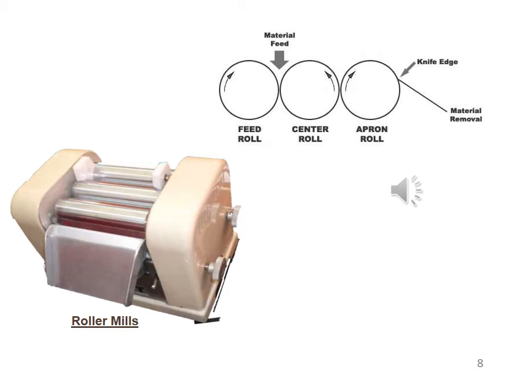Then you can move towards the third roll, which is the apron roll. There is a knife edge present on the apron roll, and here we can remove the material.